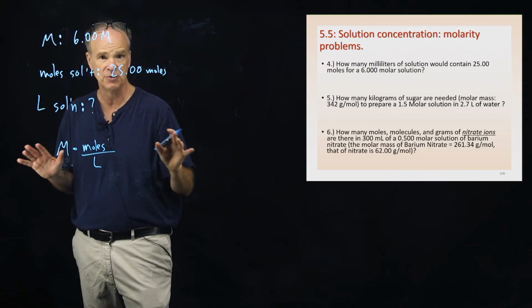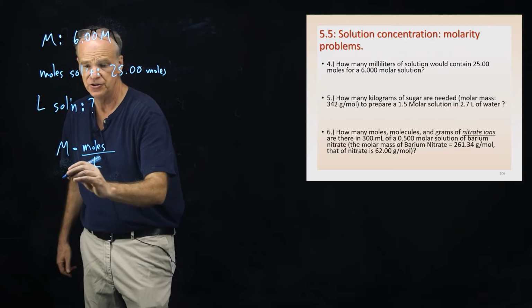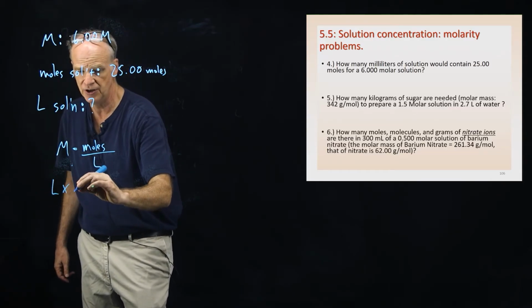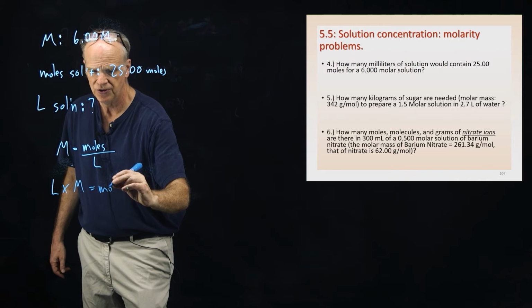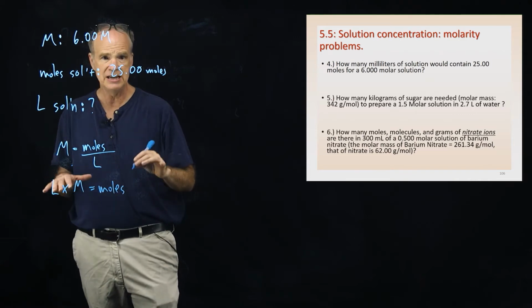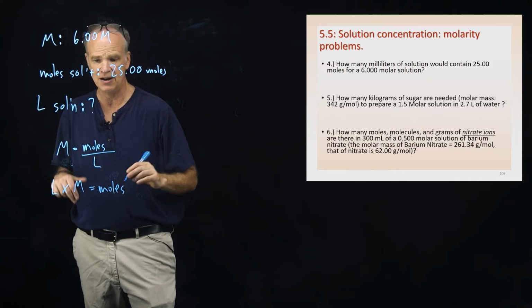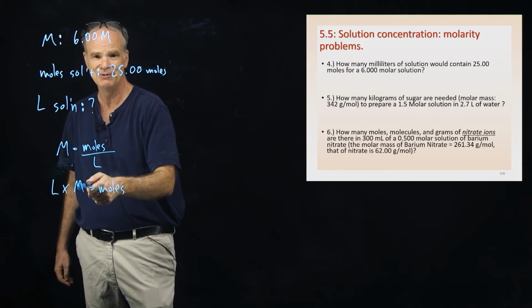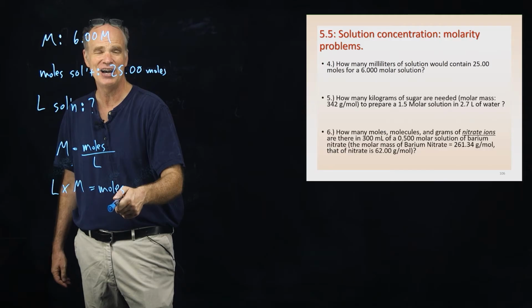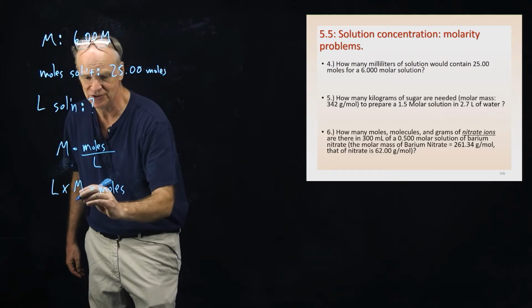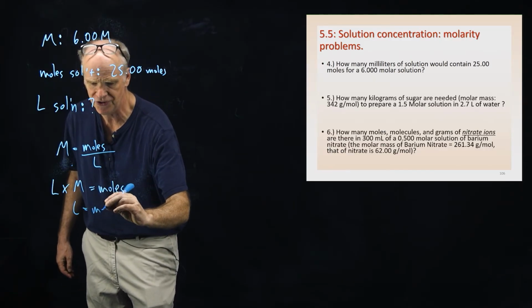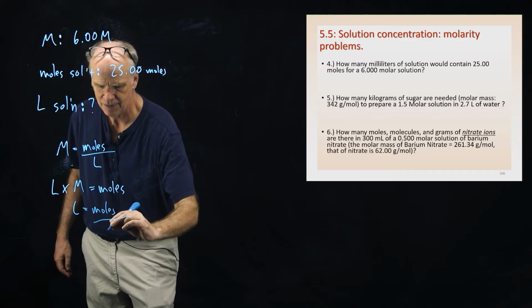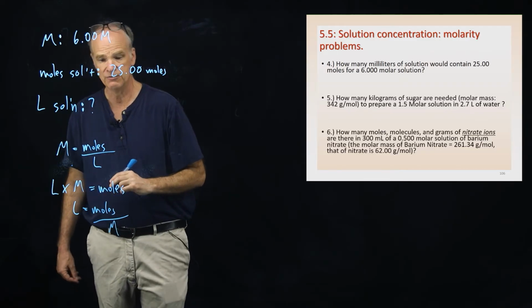That's the same thing as multiplying both sides by L. So you can also say liters times molarity is equal to moles. Okay, but we need liters by itself. So we can move molar to the other side of the equal sign by putting it in the denominator. So liters is equal to moles divided by molarity, or molar will be fine.